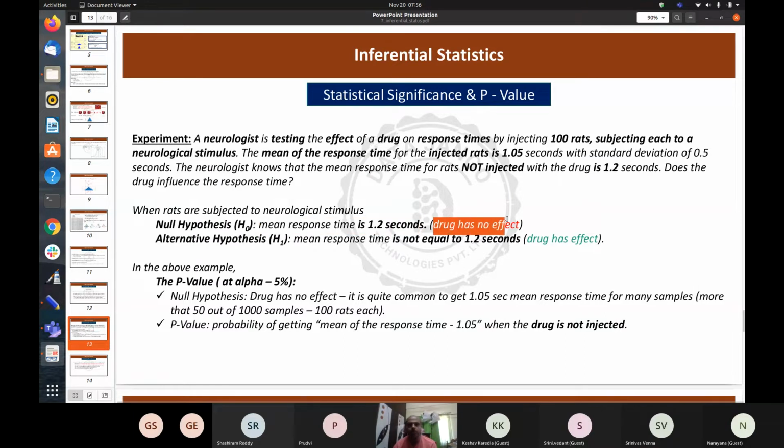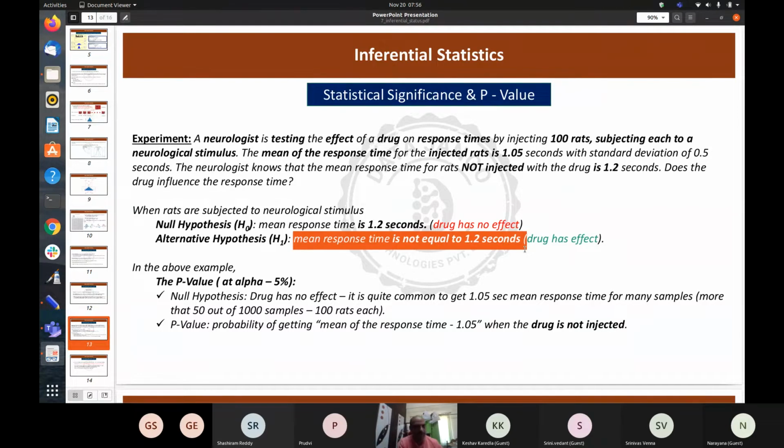That means drug has no effect. That's what we are saying. Whatever new thing you said is not right, we are saying. Here the significance test is for the drug, for some new environmental condition. Drug has no effect, that's the null hypothesis. What is the alternate hypothesis? Mean response time is not 1.2 seconds. Drug has affected; it may be either less or more. Alternate hypothesis is opposite to null hypothesis.